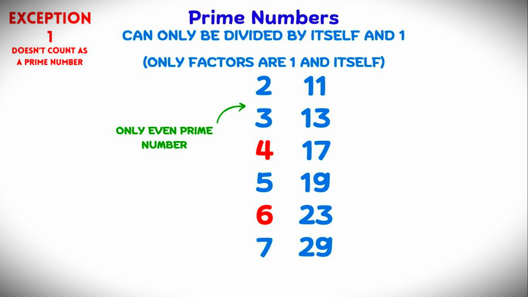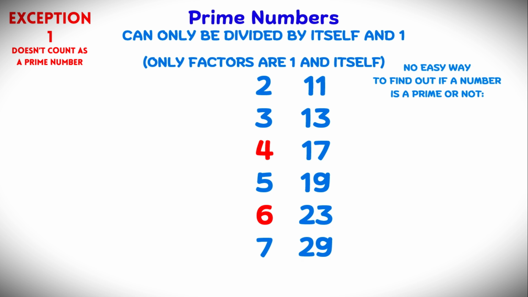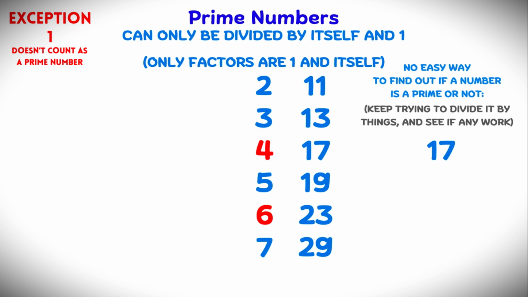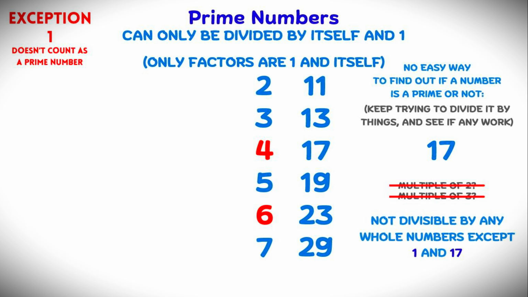Now, there's not really any easy way to find out if a number is prime or not. You basically just have to keep trying to divide it by things and see if any of them work. For example, if we took the number 17, we could think to ourselves, is this a multiple of 2? No. Is it a multiple of 3? No. And so on, working our way through the numbers until we're happy that it's not divisible by any whole numbers except 1 and 17.